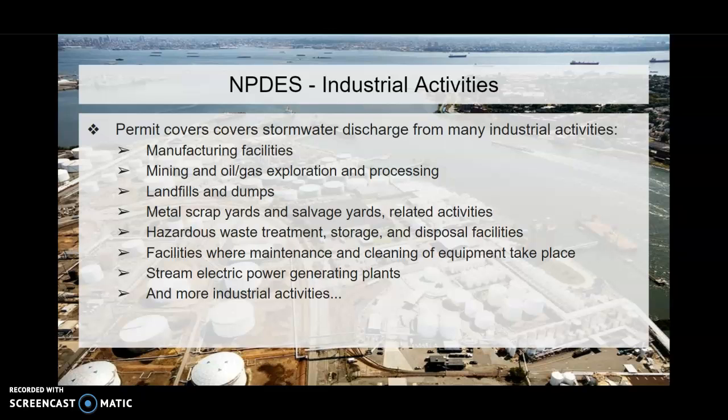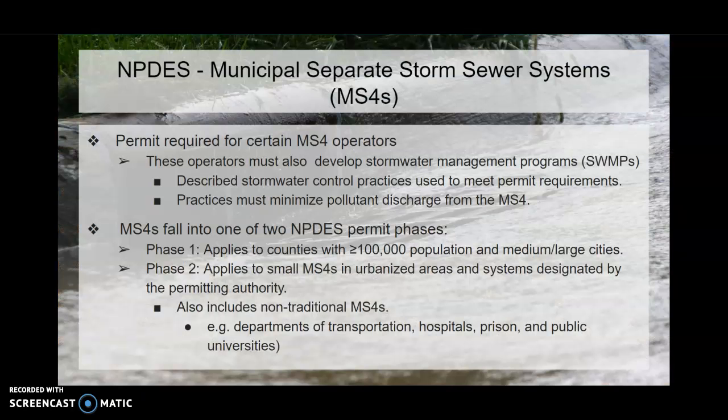So for industrial activities, the permit covers stormwater discharge from many industrial activities, including manufacturing facilities, mining and oil and gas exploration and processing areas or facilities, landfills and dumps, including metal scrap yards and salvage yards, hazardous waste treatment, storage, and disposal facilities, and things of that nature. There's quite a few included on this list, so pretty much everything you could think of.